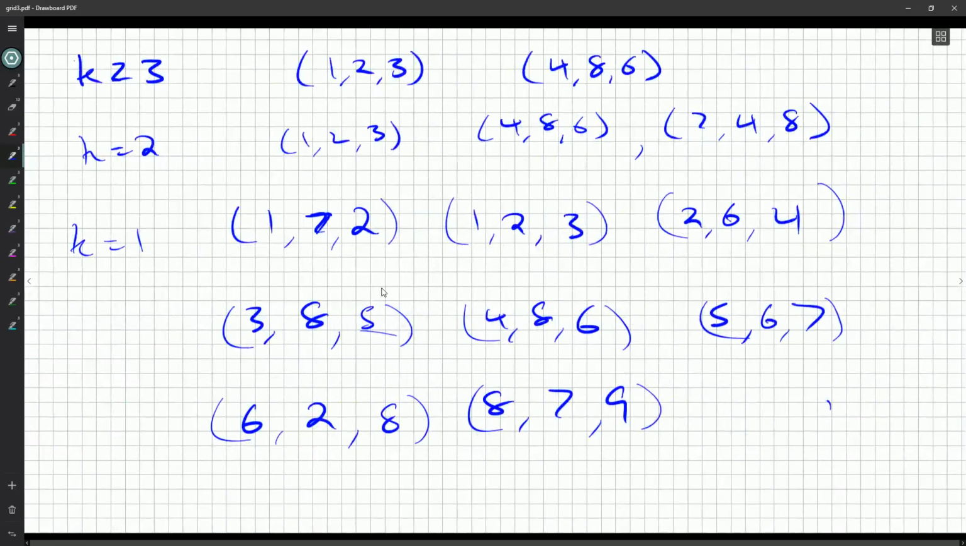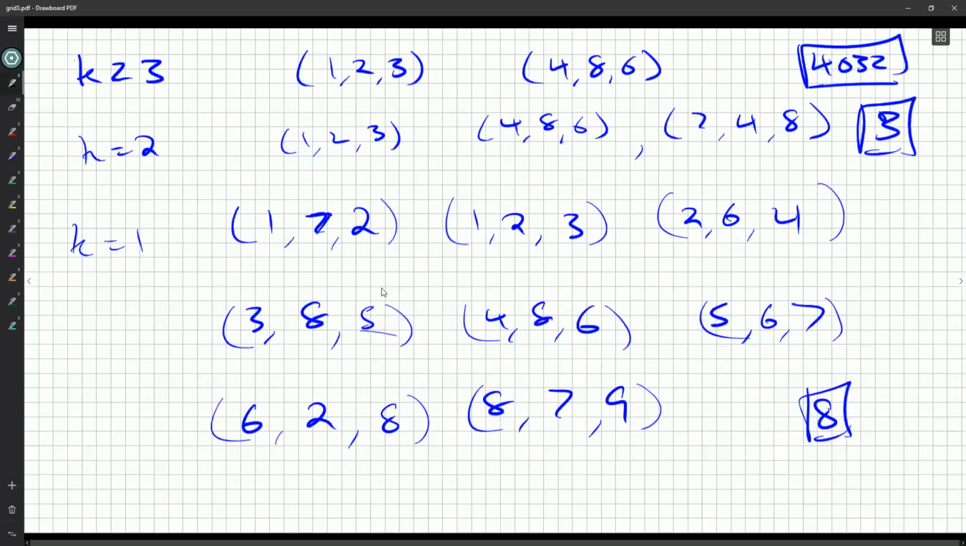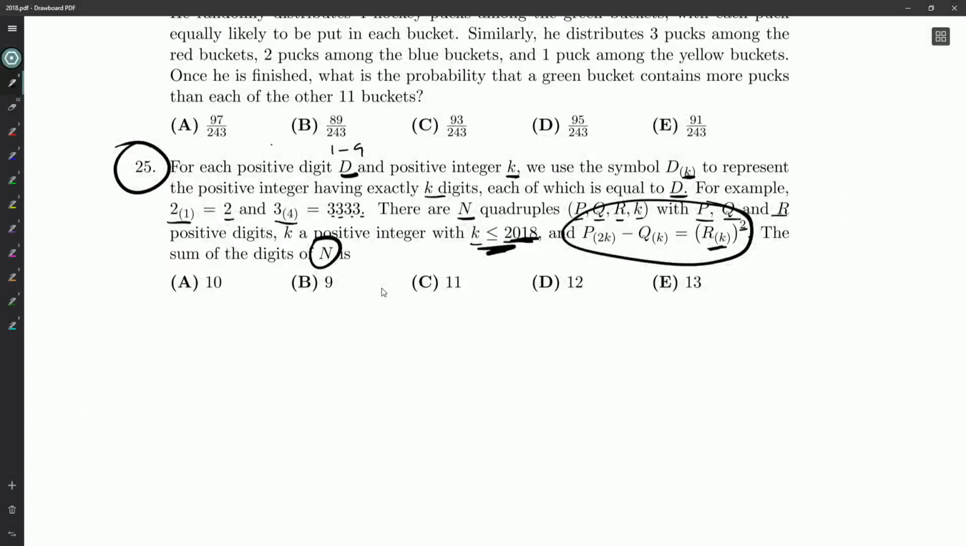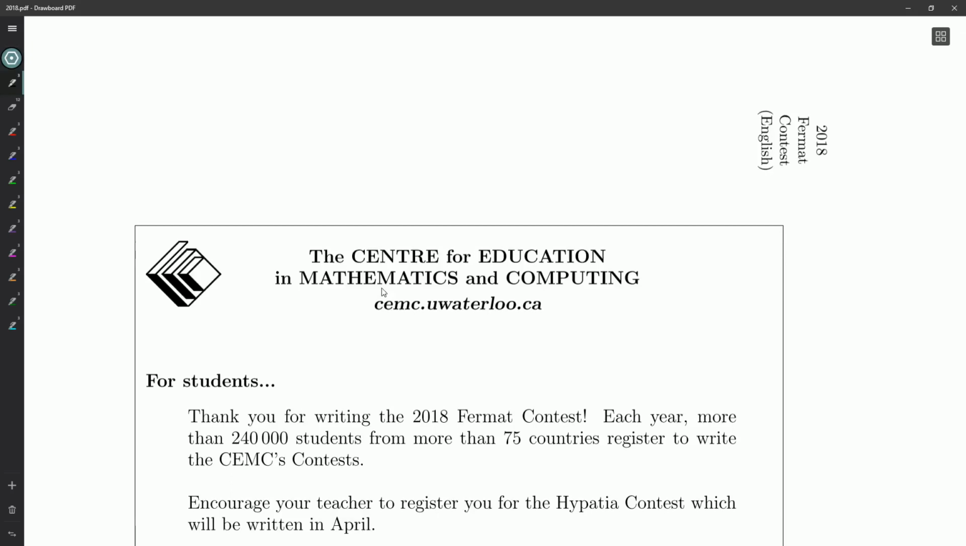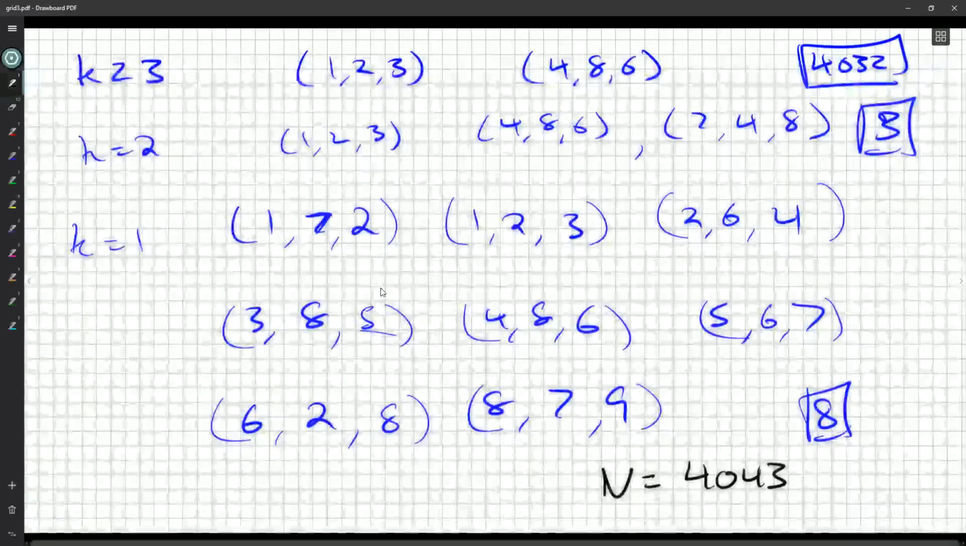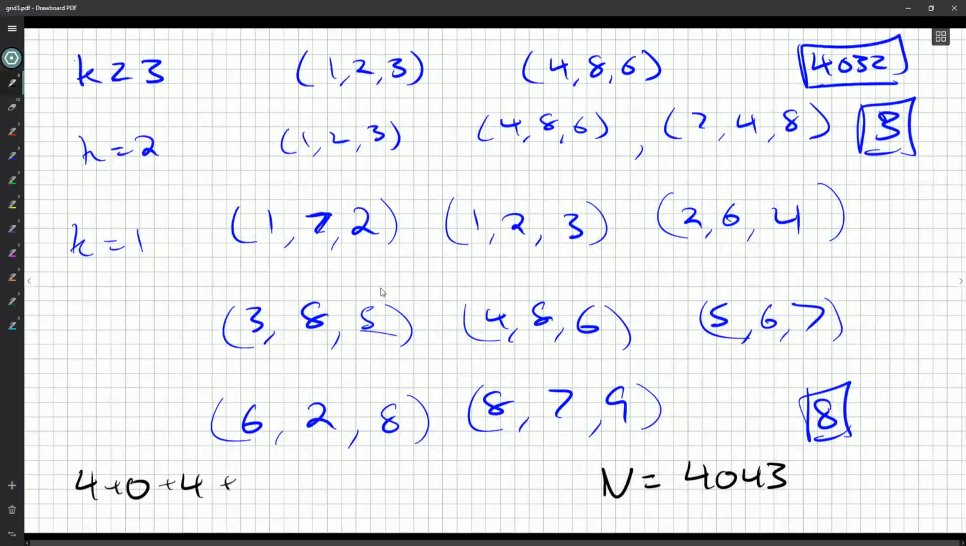And there we go. So that's 8 of these ones, 3 of these ones, and then 4032 of these ones. So that's a total of 4035 plus another 8 is 4043. Okay, so they don't just want n. They want the sum of the digits of n, right? So then we want 4 plus 0 plus 4 plus 3, so that's an answer of 11.